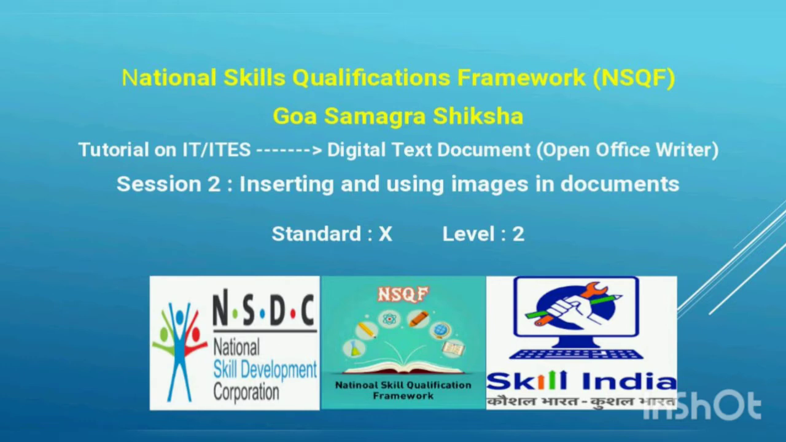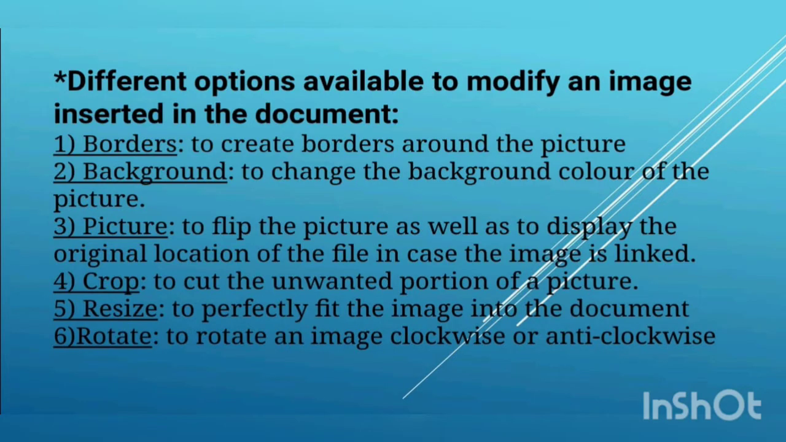In this session, we will learn how to insert and modify different types of pictures in OpenOffice Writer. Here is the first method to insert an image in a text document. These are the different options available to modify an image once inserted in a text document, such as border, background, picture, crop, resize, rotate, etc.